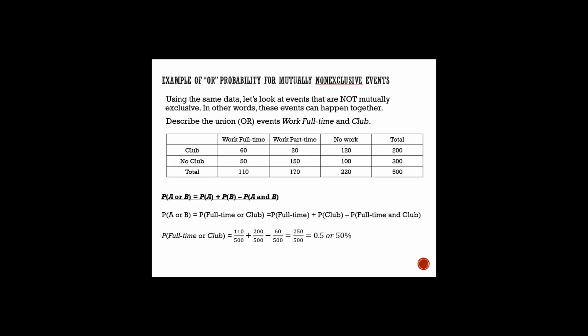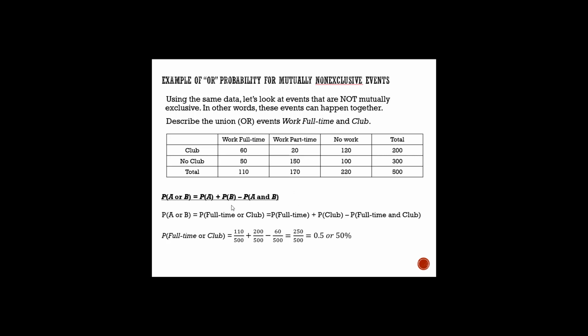Now let's take another example. Let's use the same chart and say, I want to describe the union of the events, and this is just the two events, work full-time and club. So I'm saying, what's the probability of somebody working full-time or being in a club? Well, you ask yourself the mutually exclusive question. Can somebody work full-time and be in a club? And they can, because I've got people right here that work full-time that are also in a club, don't I?